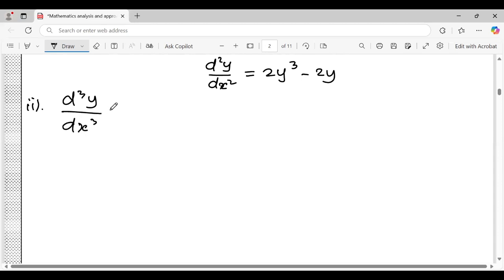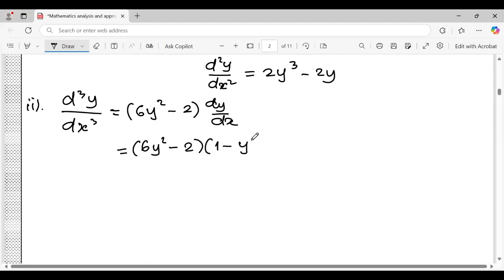We can determine it by implicit differentiation: 3 times 2, 6y squared minus 2, times dy dx. And after that, substitute dy dx equal to 1 minus y squared. It's going to be 6y squared minus 2 times 1 minus y squared. Multiply by 6y squared minus 2.